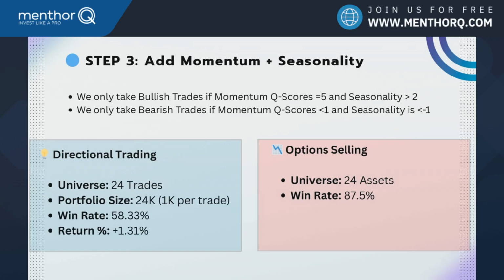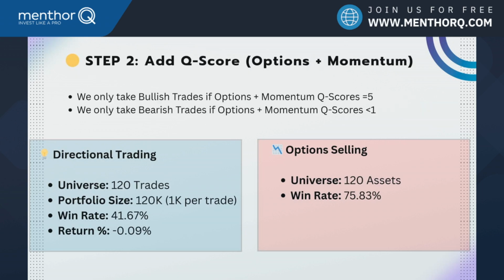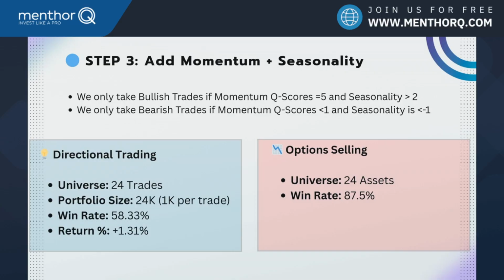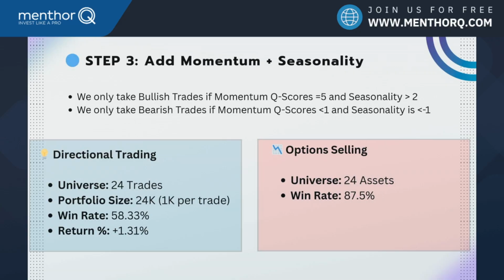So what happens here is that now we have only 24 trades, the portfolio size stays the same, and our win rate went from 33.85% to 41, and now we are at 58.33% with a return of plus 1.31%. If we look at our option credit selling strategy, our win rate also went up from about 75% to about 87.5%. Okay, so very, very important. We see a great improvement by combining momentum and seasonality score.